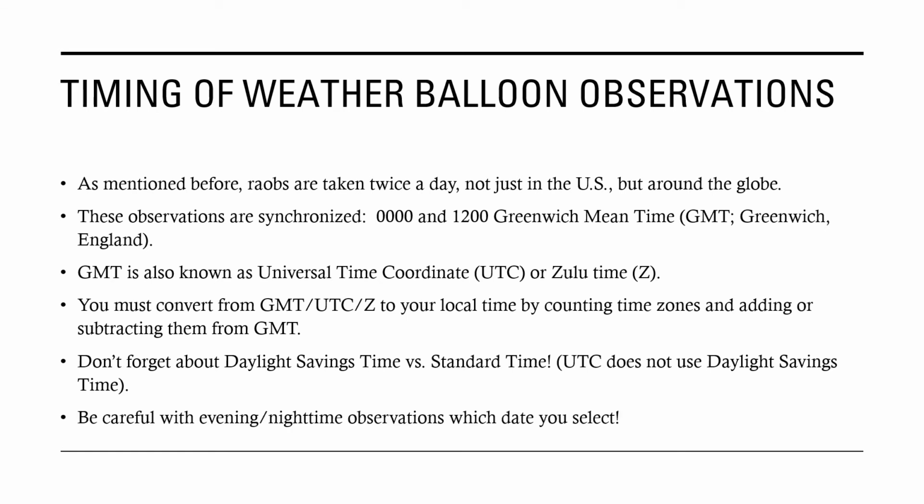And then we need to be careful with evening and nighttime observations with which date you select, because if it's 0 UTC, it may be 7 p.m. on the day before where you are. Okay, so if you're looking to convert to UTC time, you have to be careful, especially in the evening and overnight hours.